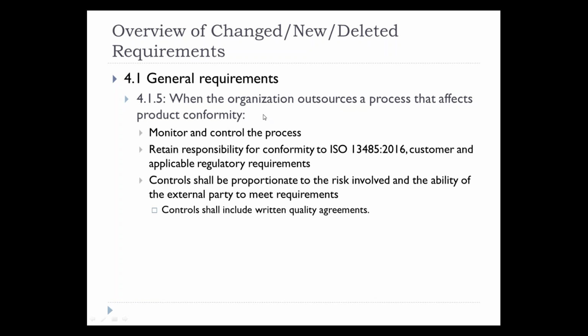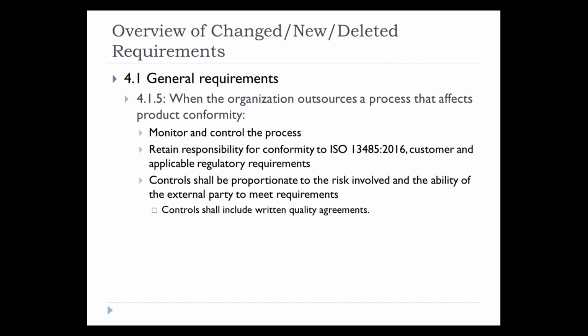Section 4.1.5 relates to outsourcing. If an organization makes a business decision to outsource a process that affects product conformity, you need to monitor and control the process. As a certified entity, you're ultimately responsible for that outsourced process. You are responsible for conformity to 13485:2016 and any customer or applicable regulatory requirements. You are the responsible entity, not the outsourced supplier.